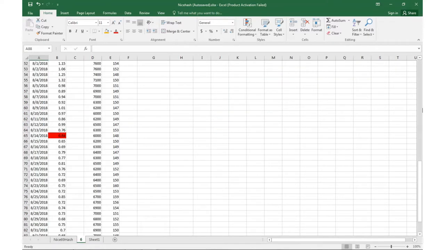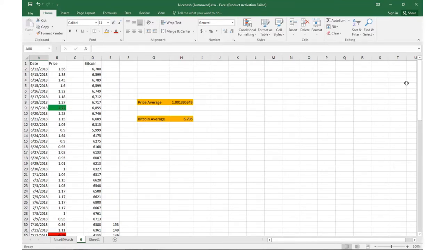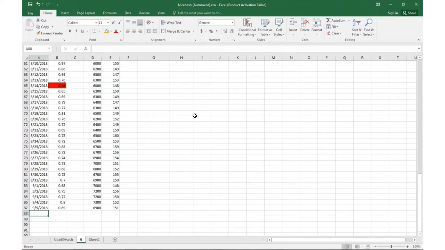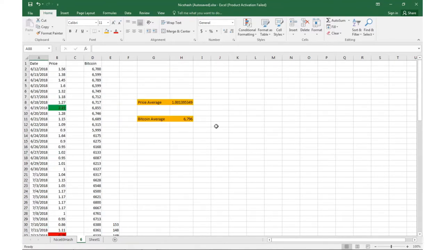I started on June 12th. Right now the average per GPU for the last 86 days that I've been keeping track is $1, and the average price of Bitcoin is 6,700. So that's the average there.